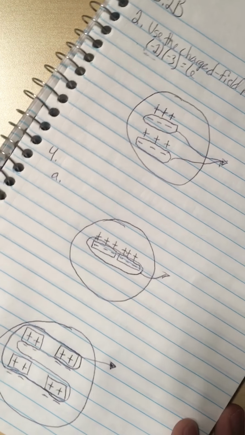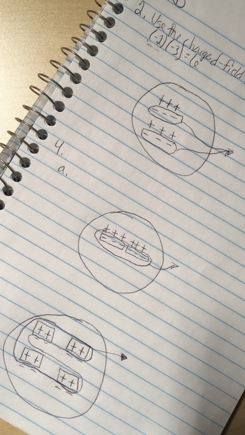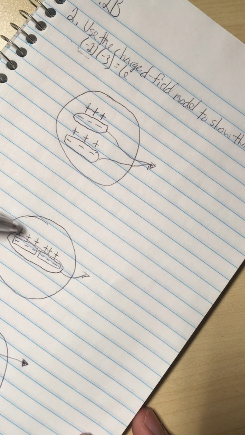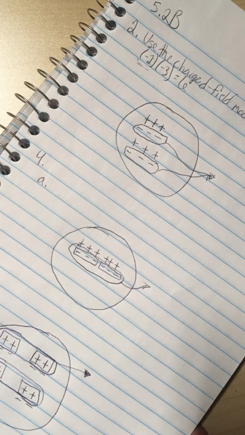So we're going to move on to number 4 now. Number 4 says, in each of the following charge field models, the encircled charges are removed. Write the corresponding integer multiplication problem with its solution based on the model. So we're just doing the opposite of what we did in 2.